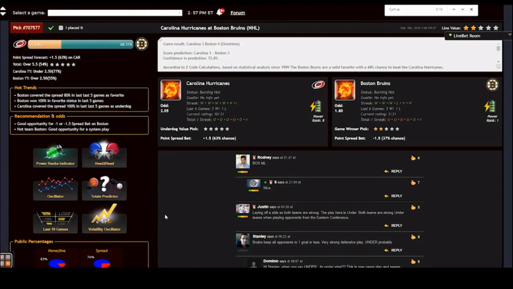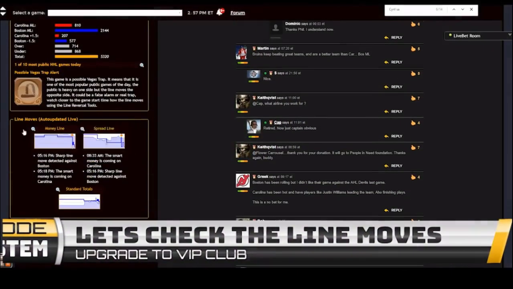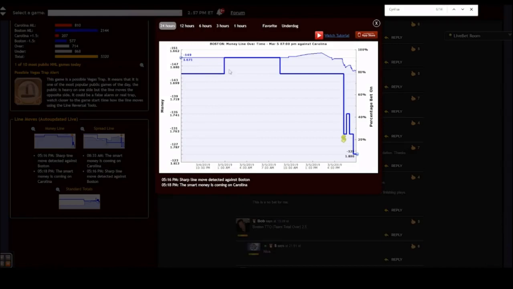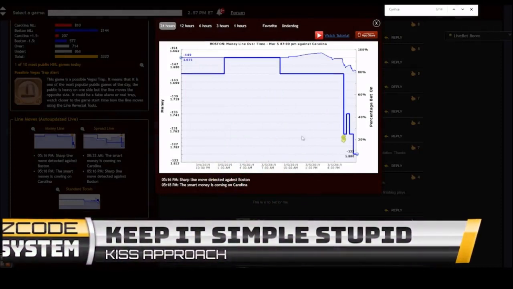So imagine I have no idea about the NHL or any other sport. I don't know anything about these teams and their performances, and all I have is those line movement charts. So what can I do to predict an outcome of these games only based on these lines and nothing else? Well, this is very easy, and this is very exciting as well. Z-Code expert Cyril is calling it KISS. Keep it simple, stupid approach.